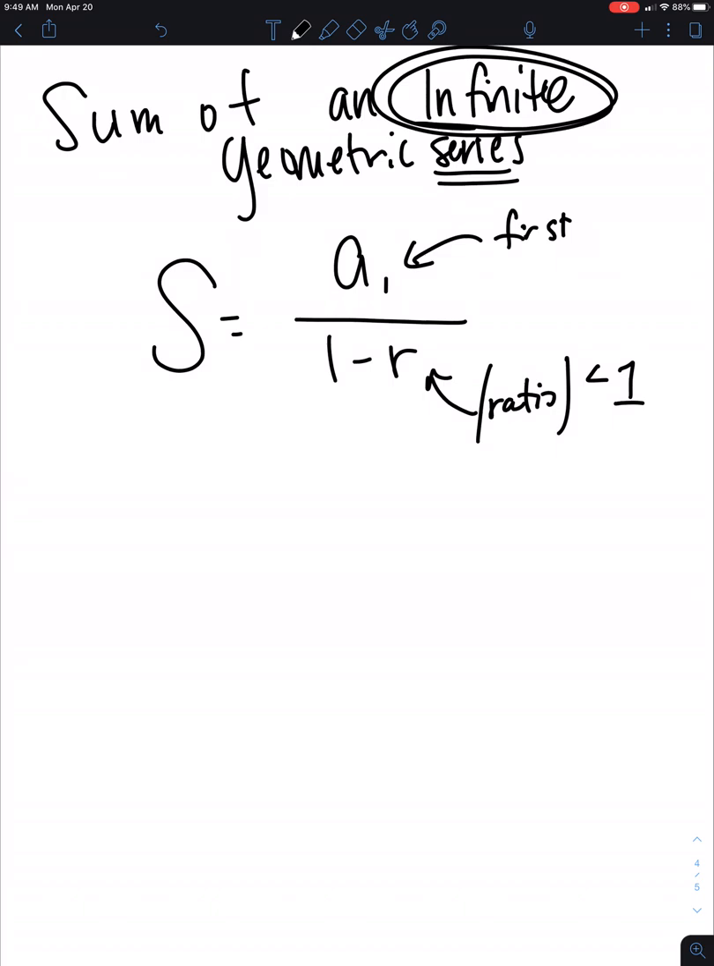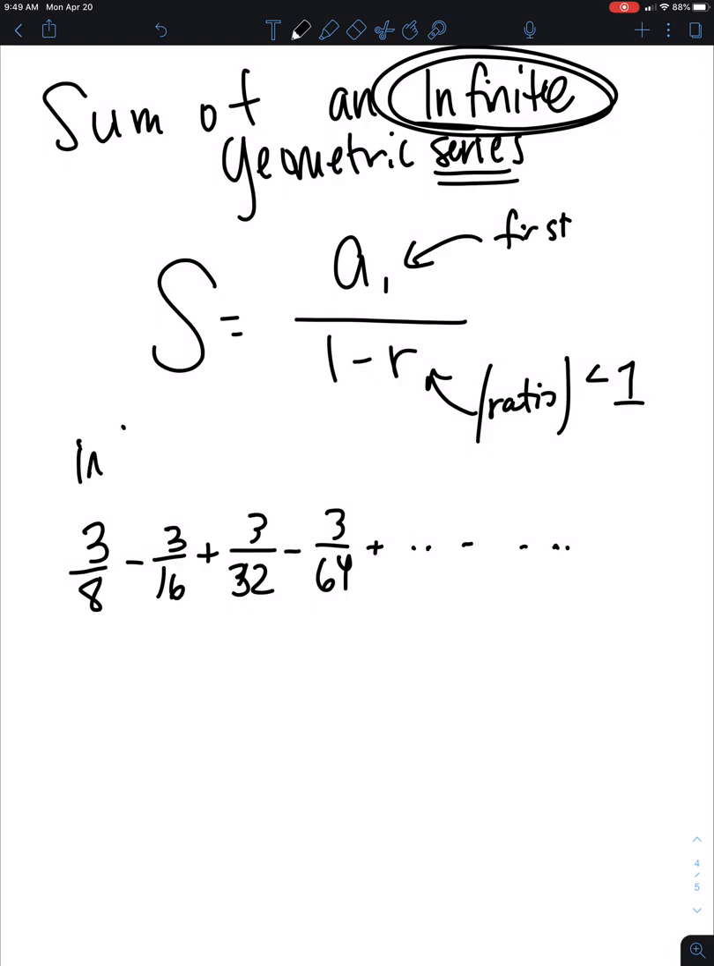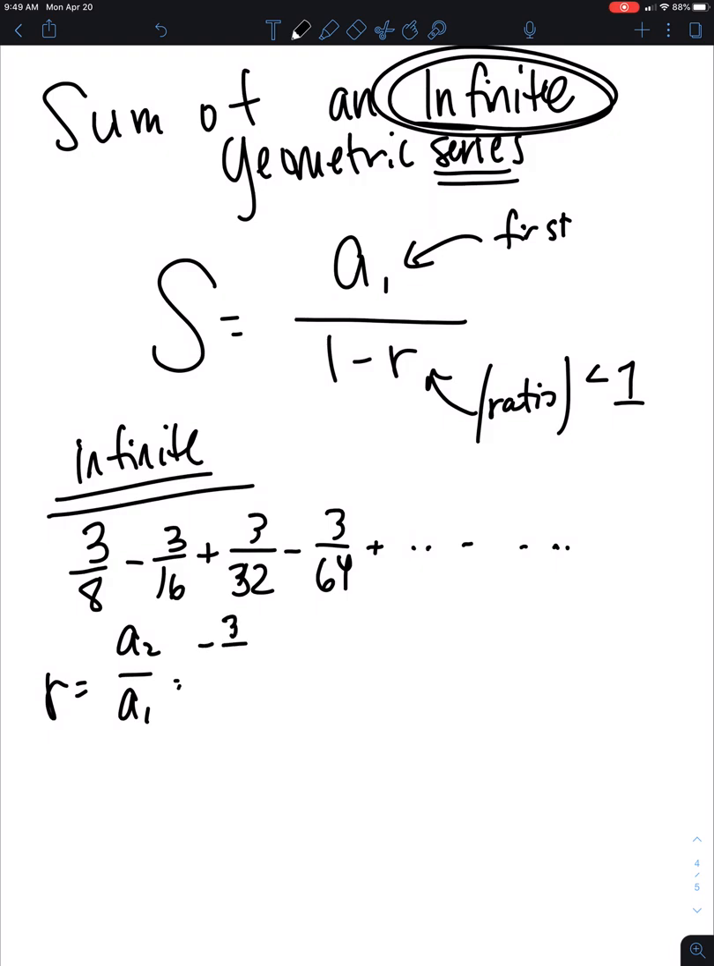All right, so let's do the one I had on the front. I was writing it down so that I could do it and show you how this works. Okay, so this is what it looks like. And it'll indicate, find the sum of the infinite series. Remember, we're looking for that keyword, infinite. Okay, so first we have to find the common ratio. The ratio, remember, is A2 divided by A1. So we got negative 3 over 16 divided by 3 over 8.